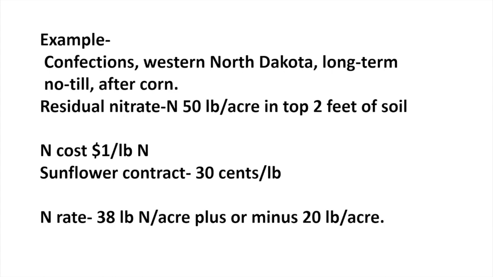So what the calculator is going to give you is an N rate of 38 pounds of N plus or minus 20 pounds an acre. So depending on what your past experiences are, you're fully able to, and you have my professional permission if you ever needed it, to go up to maybe 58, 60 pounds of N, or maybe down to 20 pounds of N. It's completely up to you with that kind of data input.